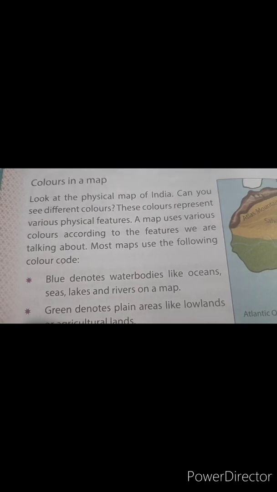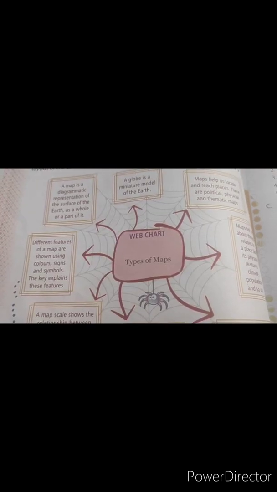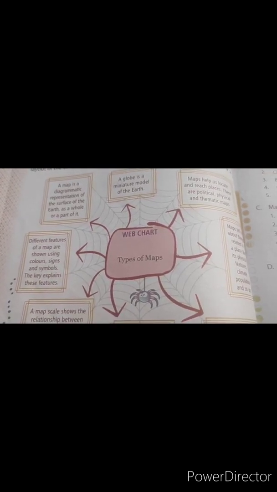I hope students you all understood what is map making, how to read a map, scale of a map, colors in a map, signs and symbols, and at last the layout map. My dear students, you have to read this chapter once again, and your homework is that you have to make these symbols, and you have to make this web chart.